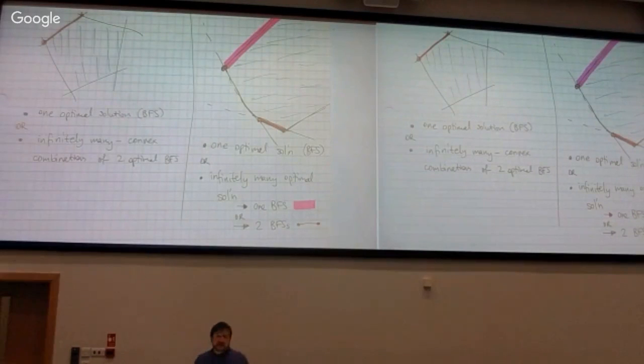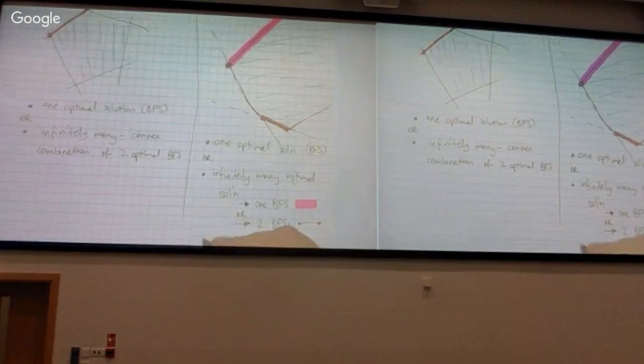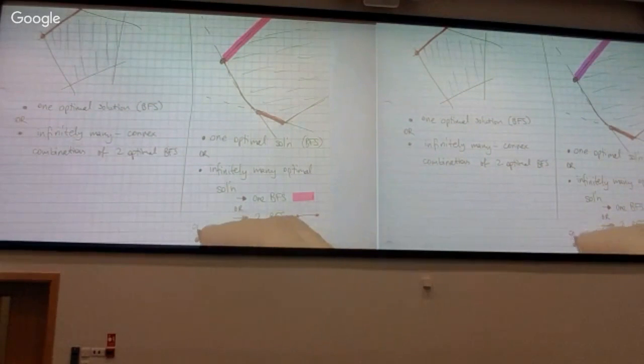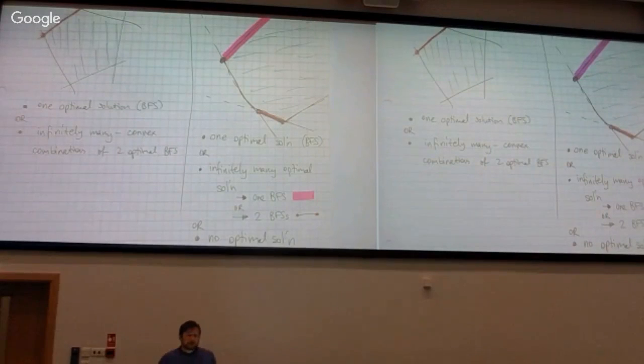But if you have an unbounded feasible region, then you can also have no optimal solution. And we did that before. You would have no optimal solutions if you can make the objective arbitrarily large.